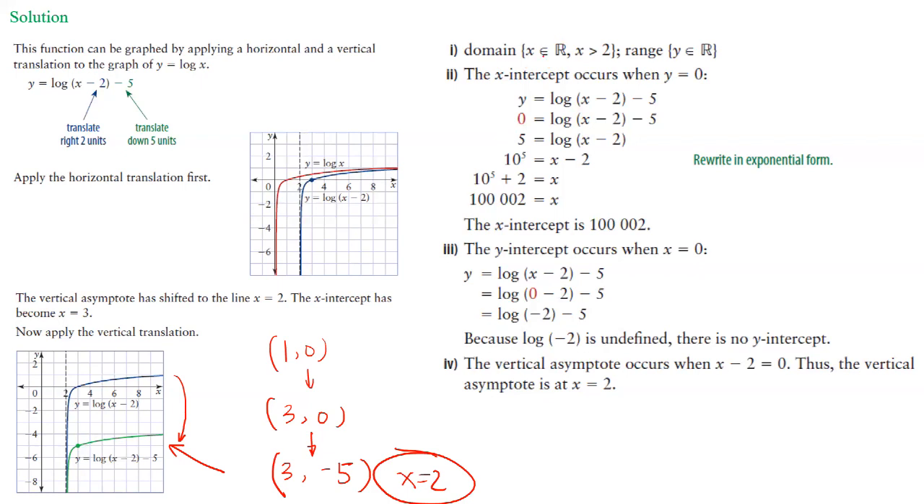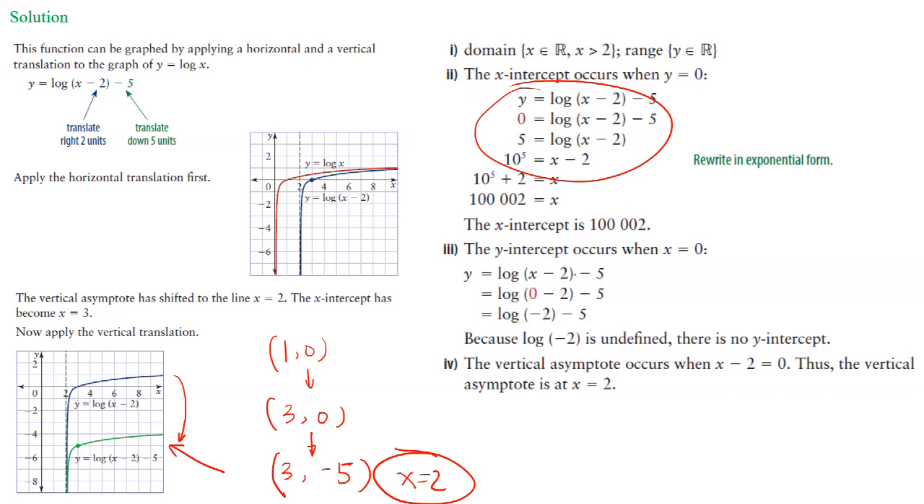Right, so the domain now is x belongs to the real numbers, but x must be greater than 2. The range is, of course, the same as the original range, which is the whole real number set. The x-intercept occurs when y equals 0, as we said. So the x-intercept is, if you solve this equation, you can find that the x-intercept is (10^5 + 2, 0).